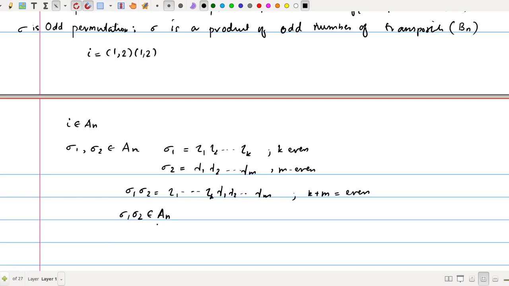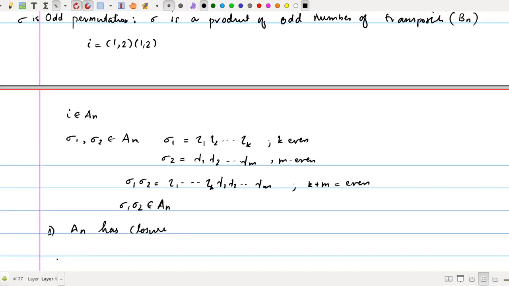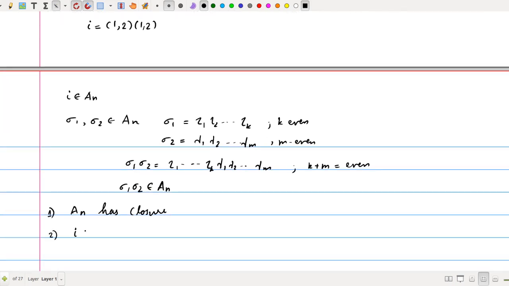So we can say that AN has the closure property. And obviously permutation multiplication is associative. So we search for identity, and we can easily get I belongs to AN. And if sigma is an element of AN, then sigma can be written as tau 1, tau 2, etc., tau k, where k is even.